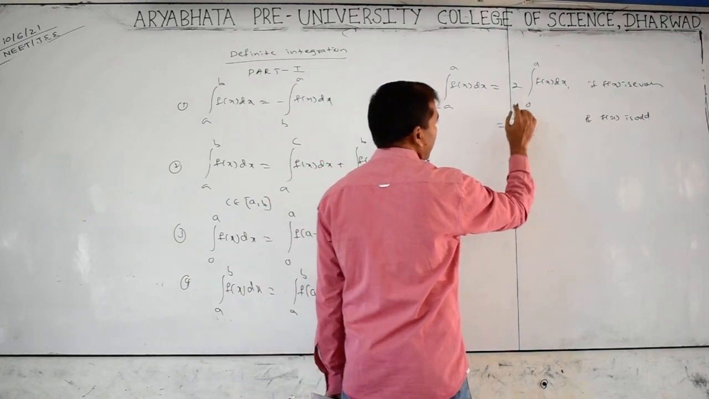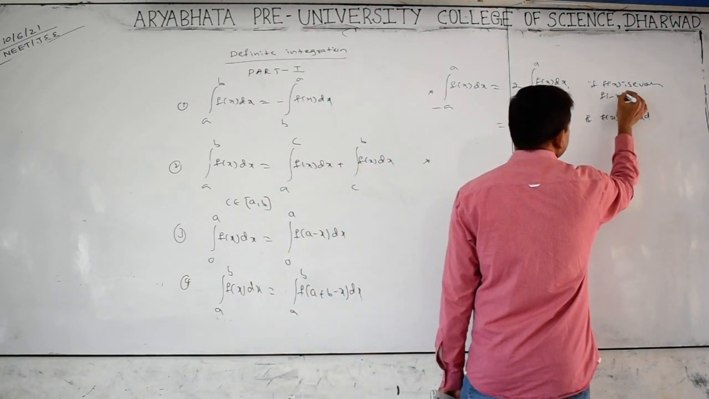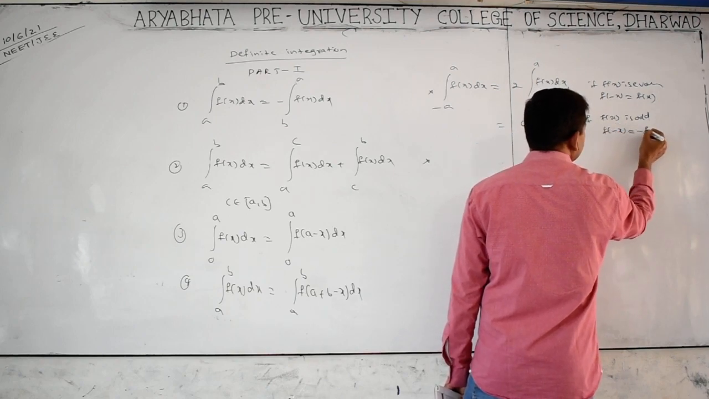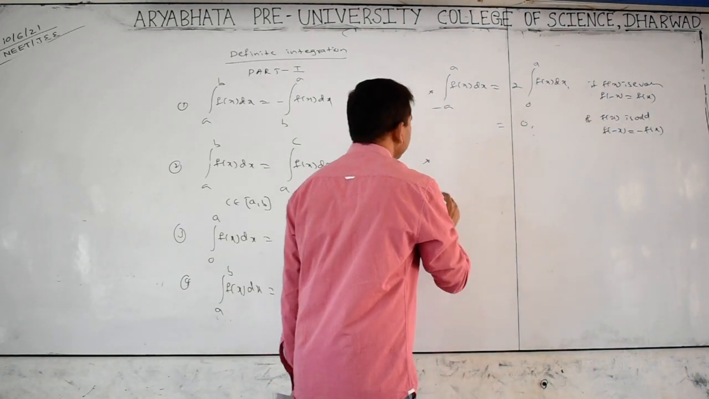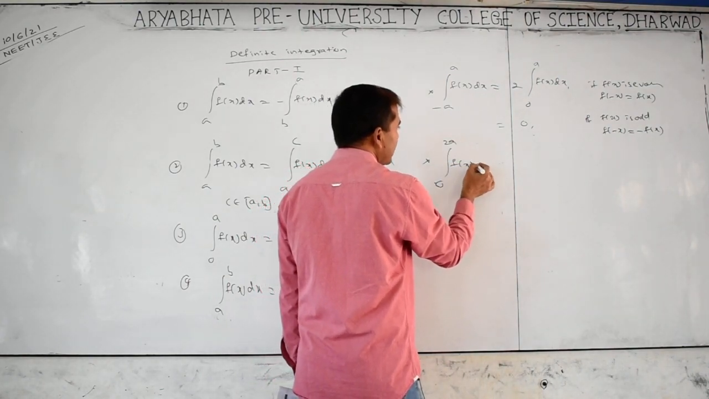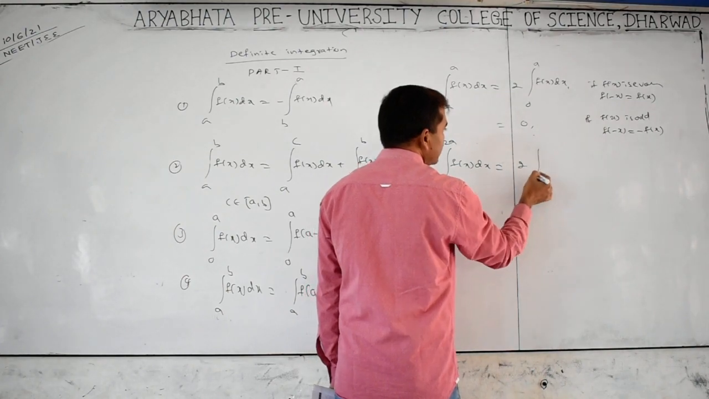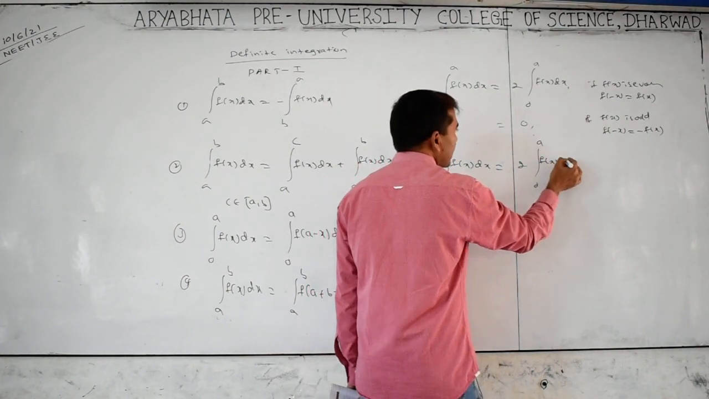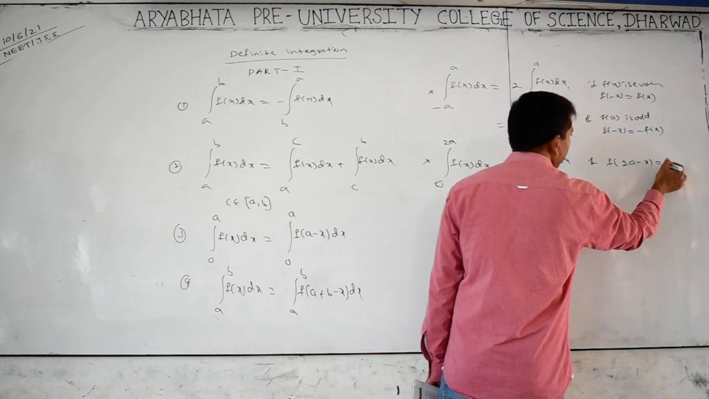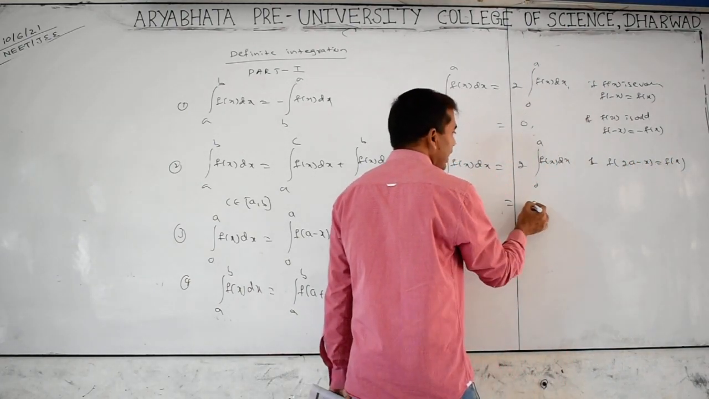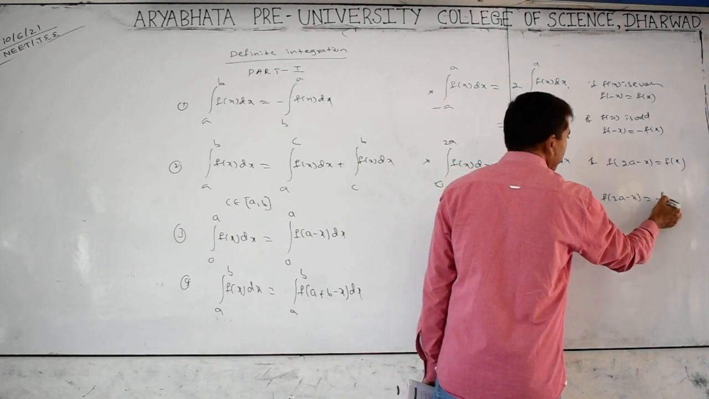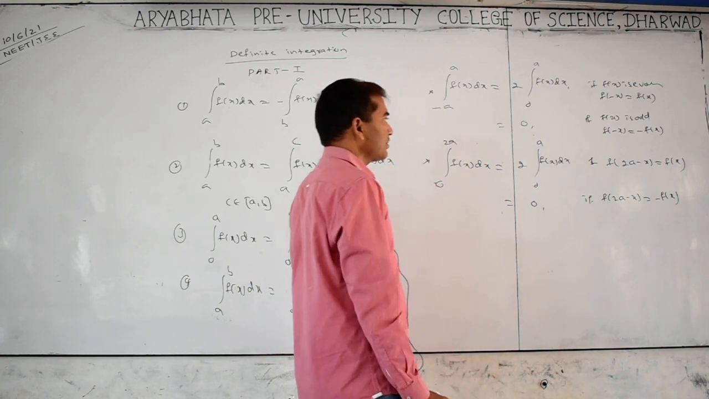That means even and odd. Even means f of minus x equals f of x. Odd means f of minus x equals minus f of x. Integration from 0 to 2a of f of x dx equals 2 times integration from 0 to a of f of x dx if f of 2a minus x equals f of x. The value is 0 if f of 2a minus x equals minus f of x.